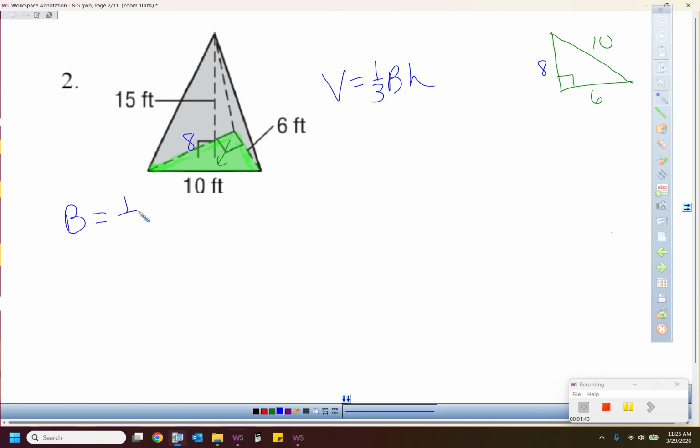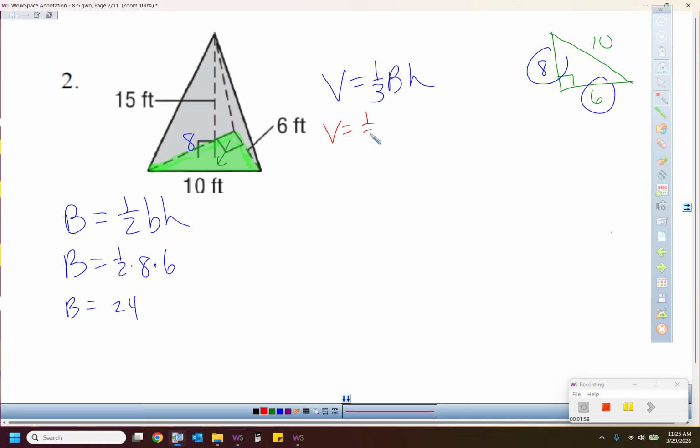So I'll go off to the side. Remember, area of a triangle is 1/2 base times height. So the two sides that are perpendicular to each other are the base and the height. Doesn't really matter which one's which. So one of them's 8, one of them's 6. And if you punch that in, you get a base area of 24.